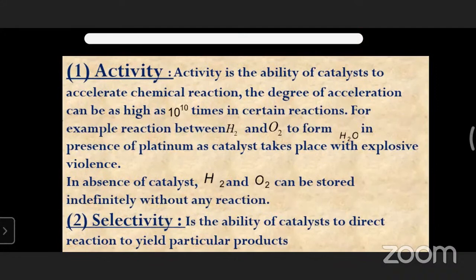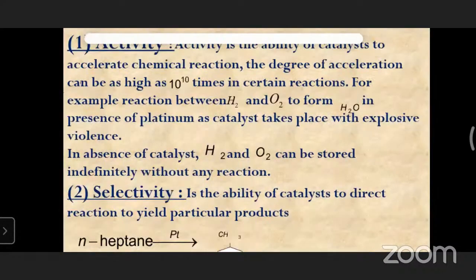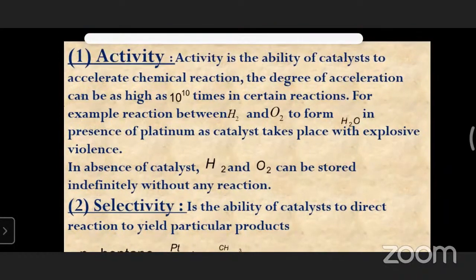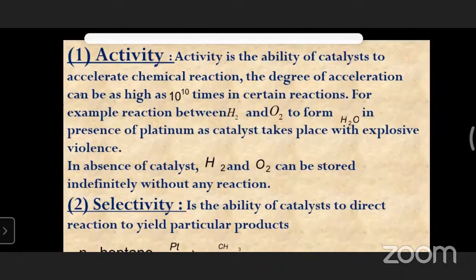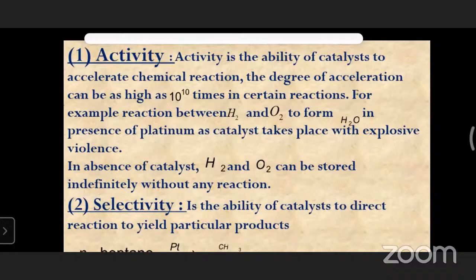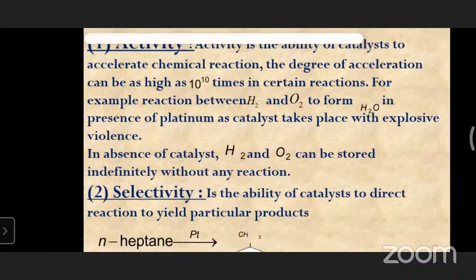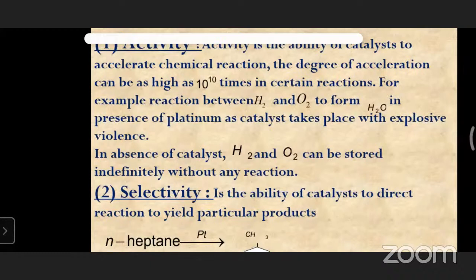Activity is the ability of a catalyst to accelerate a chemical reaction. The degree of acceleration can be as high as 10 to the power of 10 times in certain reactions. In some reactions, the rate of reaction can be accelerated 10 to the power of 10 times because of the ability of the catalyst, and that is called activity.